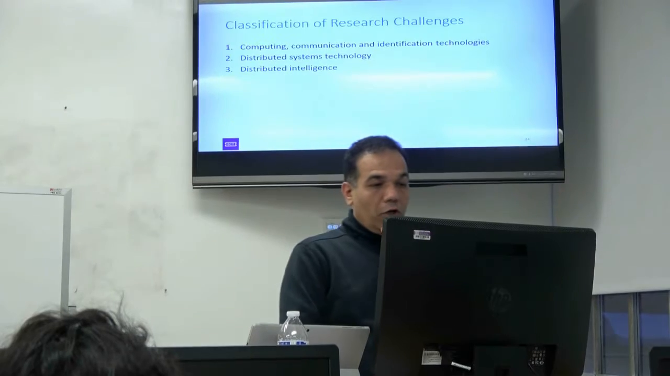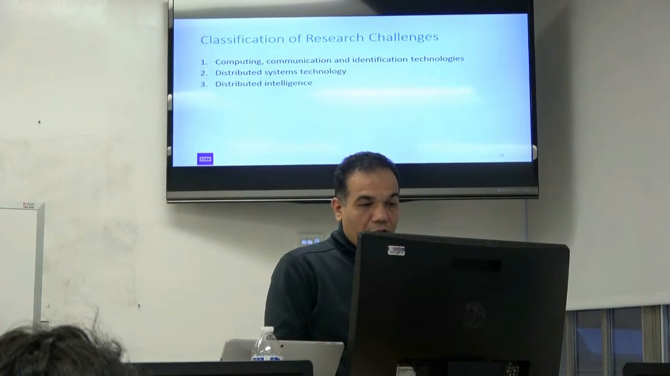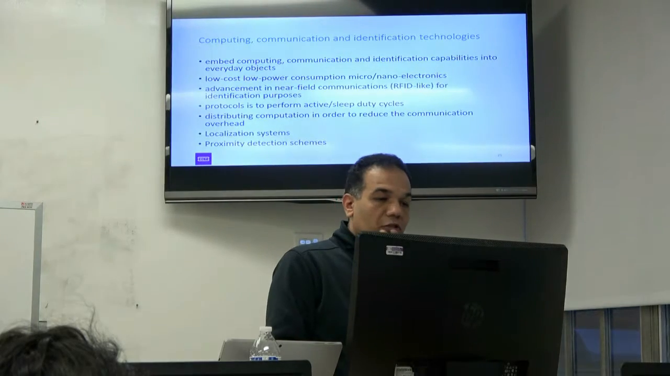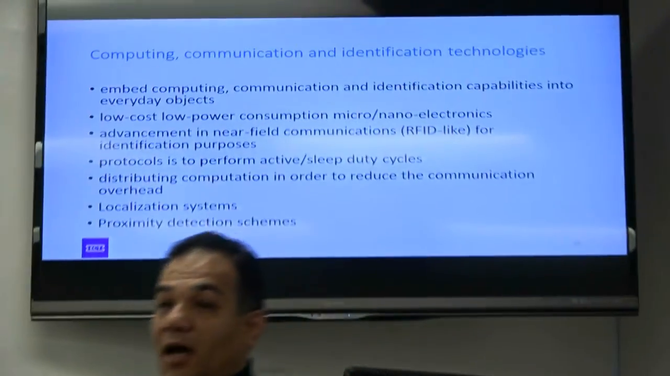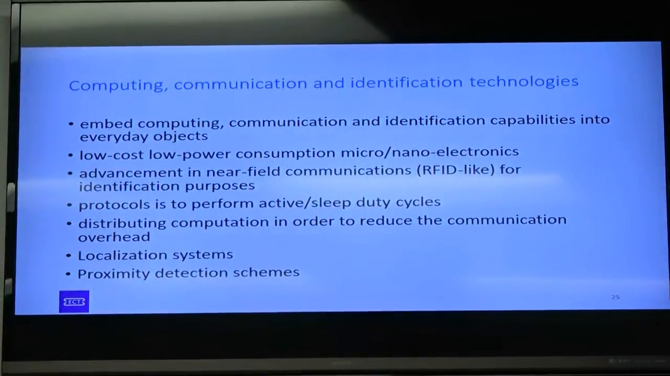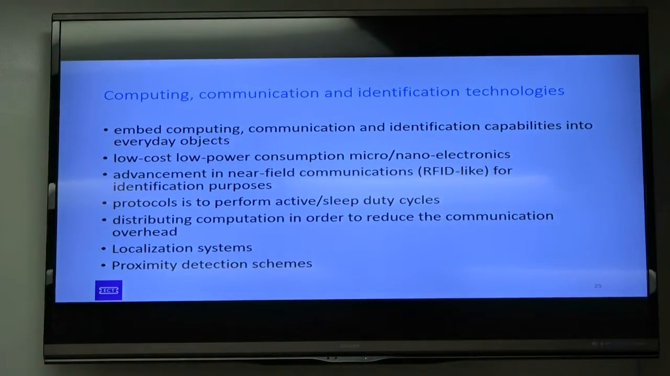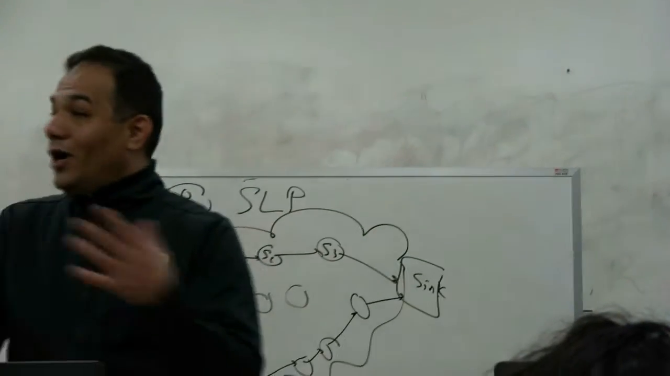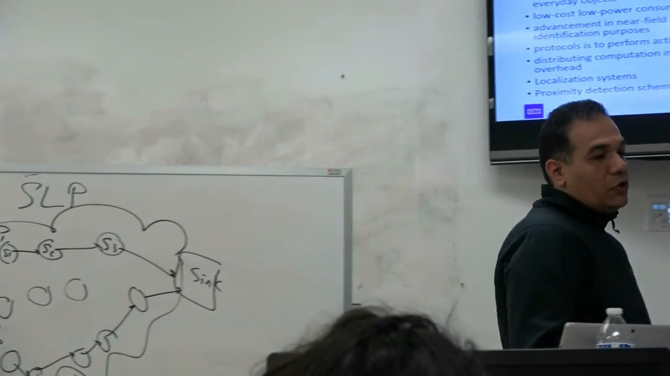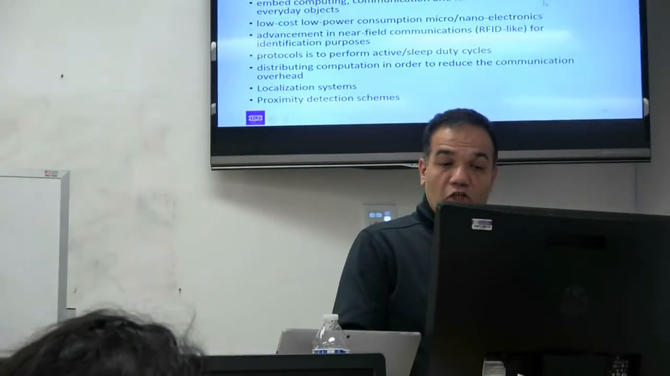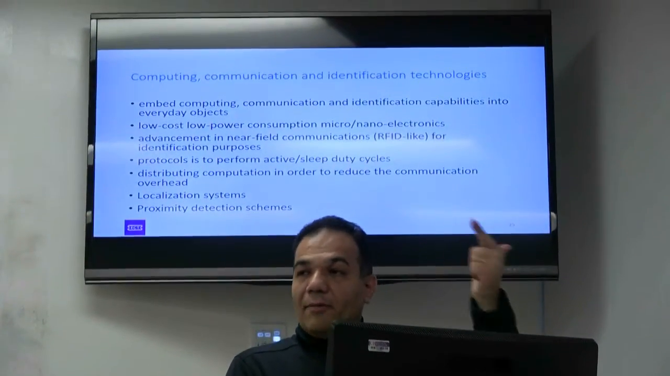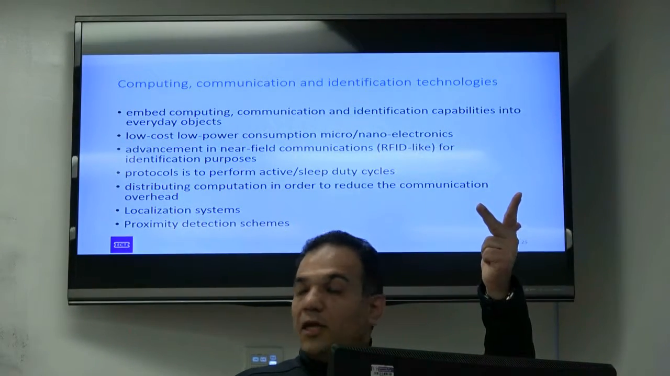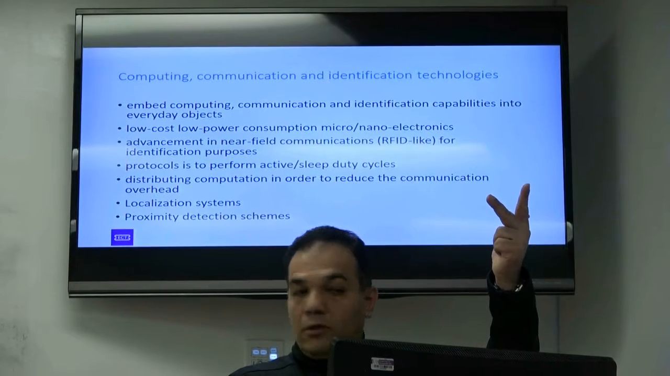All right. Let's take a look at these three. The first one is computing, communication, and identification technologies. Let's just go through it very quickly. By now, after the 2 or 3 lectures we had, you know there are a lot of things worth researching. In here, I'm just trying to generalize things. So embed computing, communication, and identification capabilities into every object. Every object will be able to communicate, to do computing and processing, and it is identifiable. How can we do that?